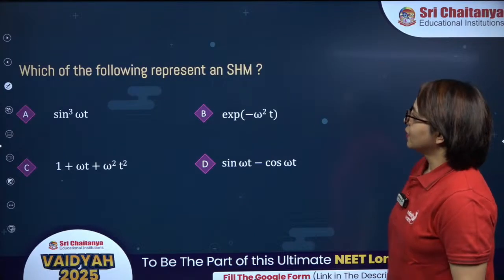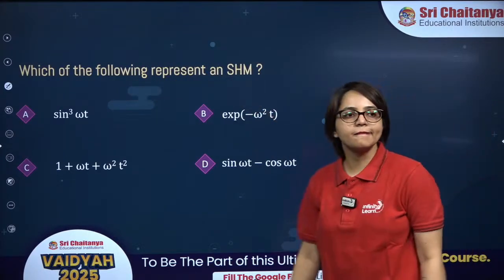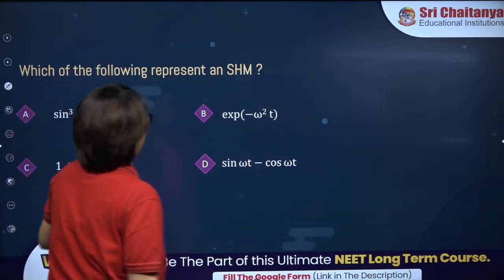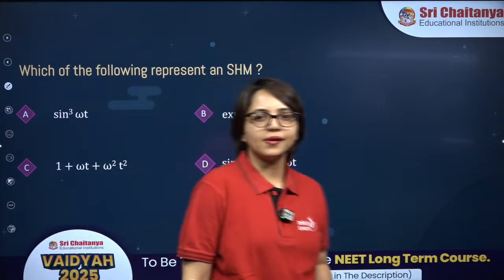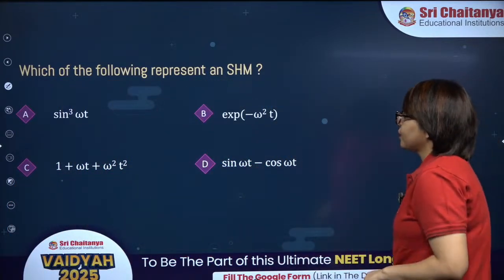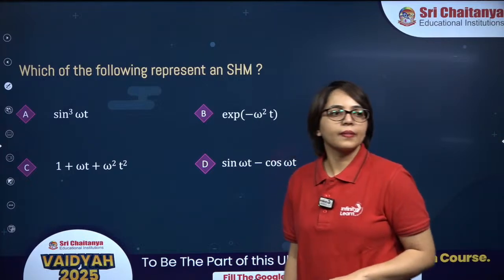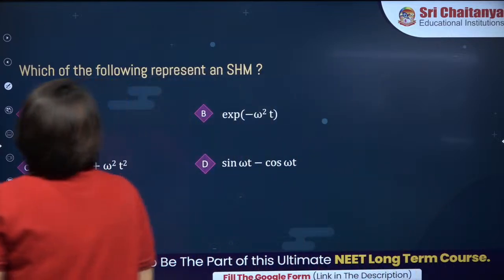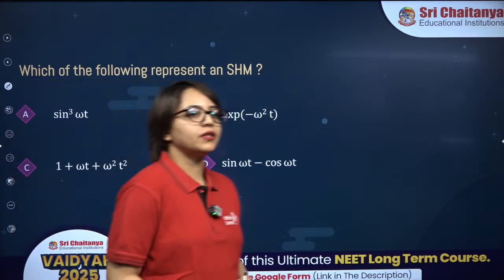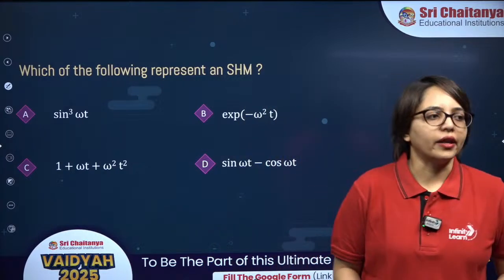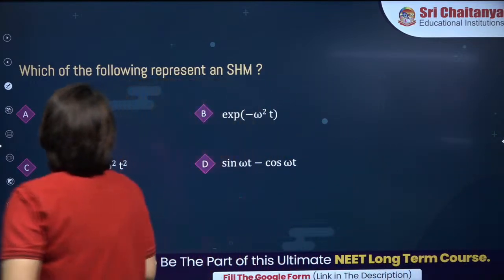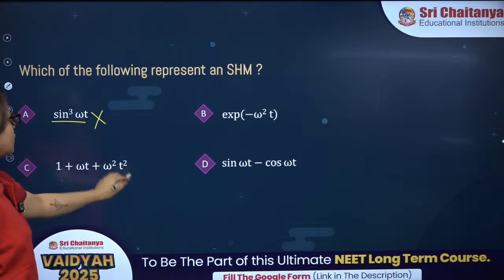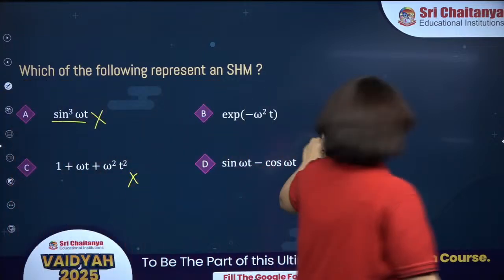Next is this one. Which of the following represents an SHM? Which of the following equations represents SHM out of these 4? Can anyone tell me? In SHM we represent displacement, velocity, acceleration in the form of sine or cos, right? These are sinusoidal functions. So this is sine cube, not possible. This is not possible. This is e to the power something, it is not possible.